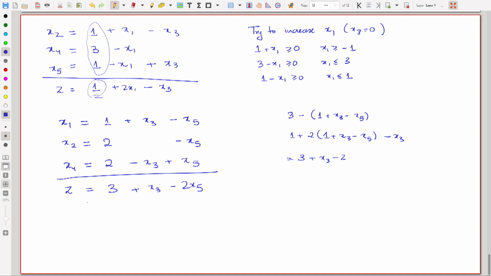So, you see now the basic solution is, what is it? So, x1 is 1, x2 is 2, x3 is 0, x4 is 2, x5 is 0, and the objective function has attained a value of 3, which is better than the 1 we had. So, now you see there is still further scope for improvement, because the coefficient of x5 is negative, the coefficient of x3 is positive. So, if I were to increase x3, then I will be able to do it.